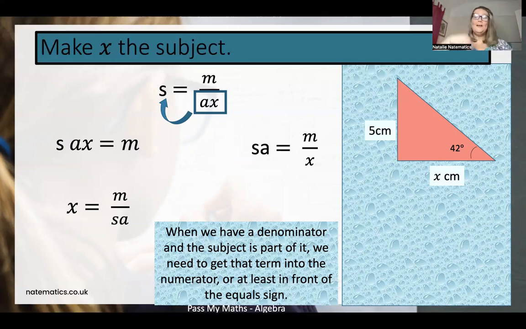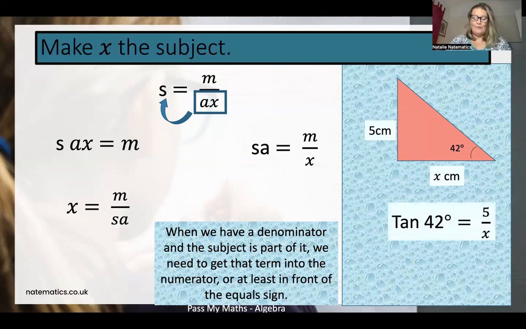So what will we do? We'd look at that. We'd write down perhaps SOHCAHTOA. We'd look to see what we've got. We've got the opposite and the adjacent side. And we can then write our equation that connects all of those together. So we know tan of the angle is equal to the opposite, which is 5, divided by the adjacent, which is the thing we don't know. Oh, what have we got here? Something we need is in the denominator, okay?